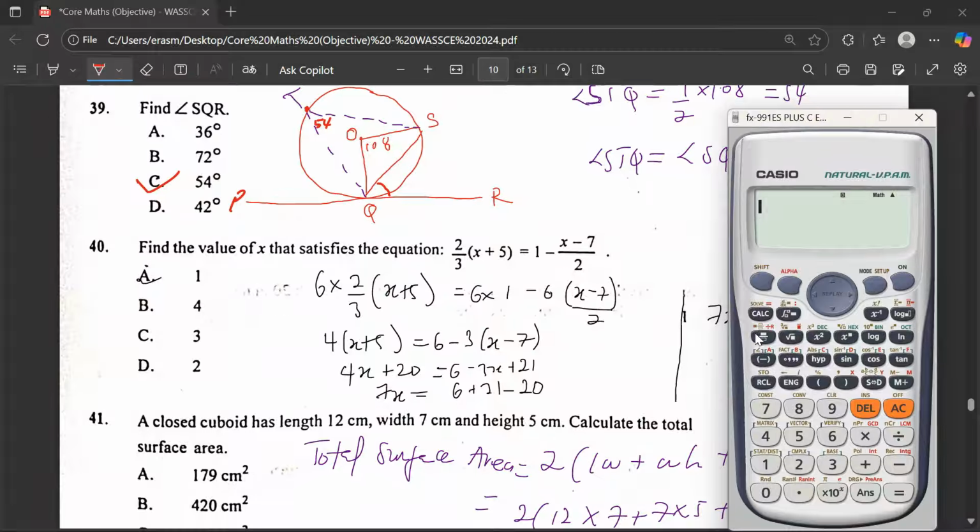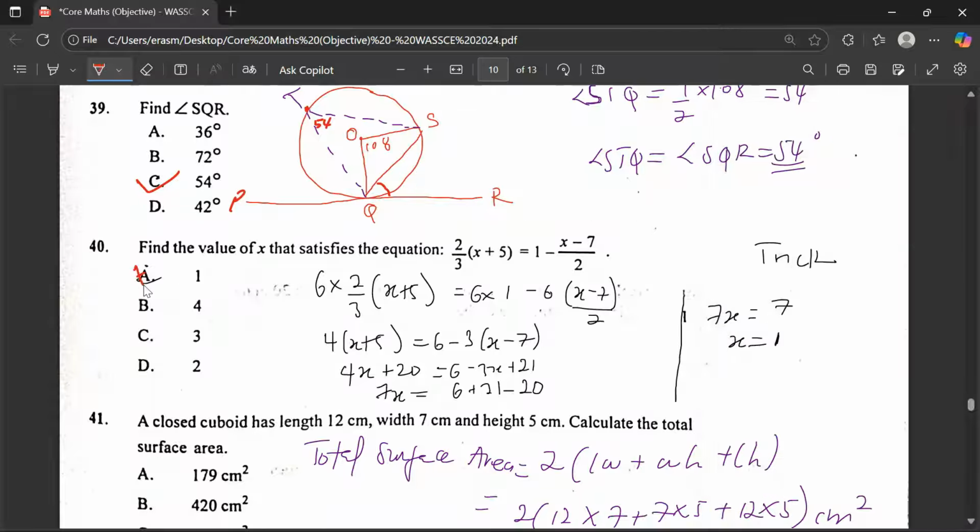So you're going to have a fraction of 2 on 3 times alpha x plus 5, alpha equals 1 minus a fraction of alpha x minus 7 all on 2. Then we are going to press shift solve. Then we are going to press the equal to button, and then it says x equals 1. So the right option is option A.